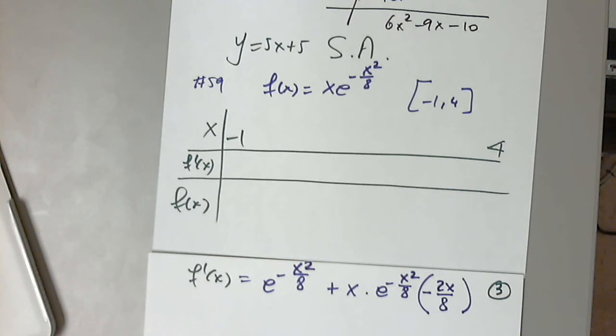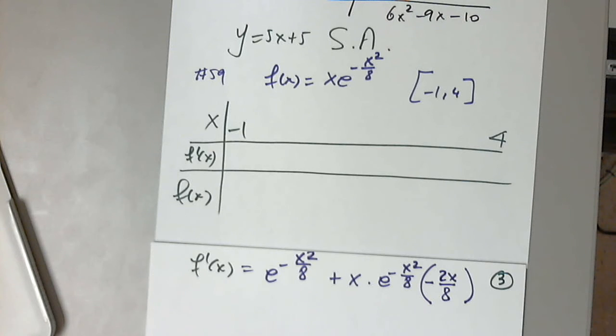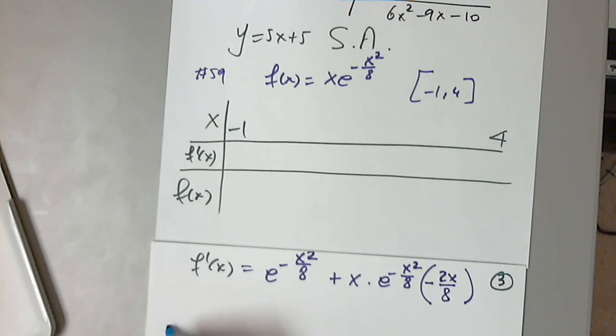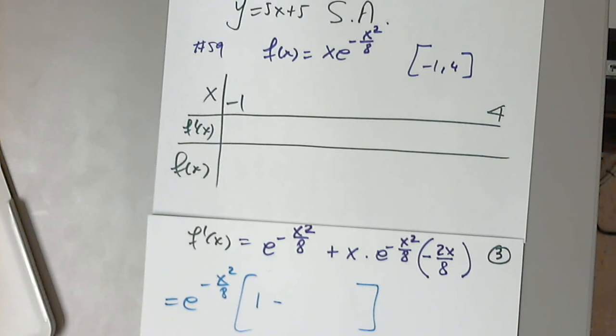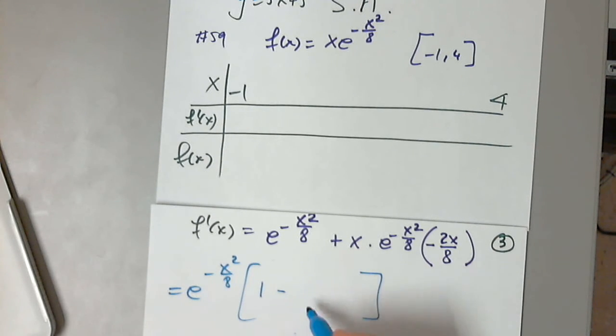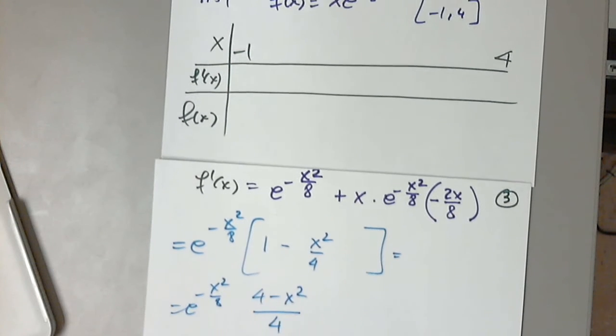Yes, perfect. What do you think I'm going to do next? Immediately. Yeah, e to negative x squared over 8 out. That's a problem. Good. So then I have 1 minus what? X squared over 4. Yes. Or e to negative x squared over 8 times (4 minus x squared) over 4.